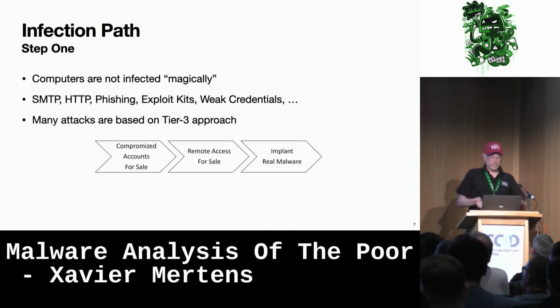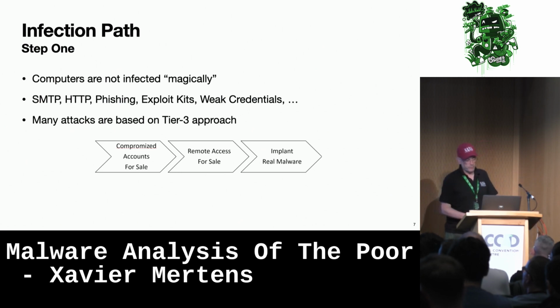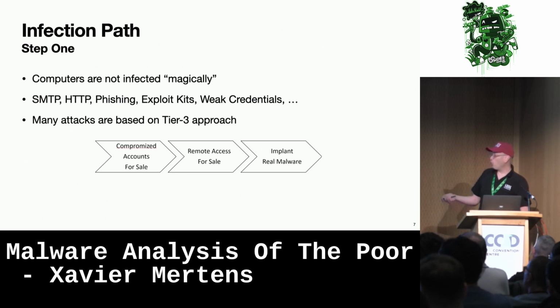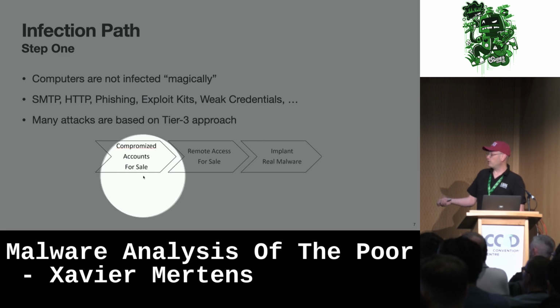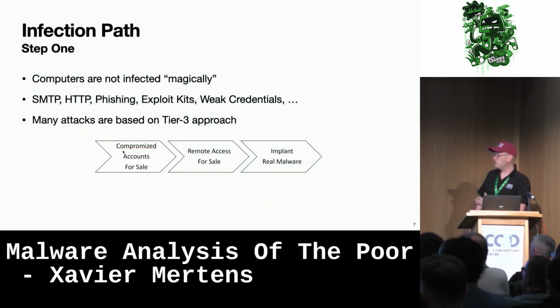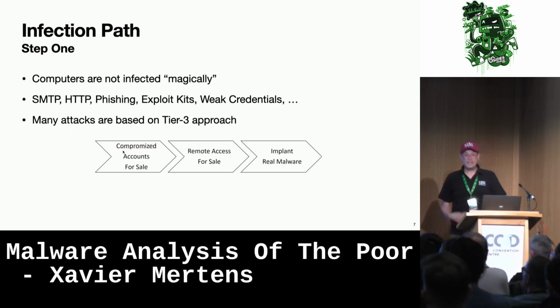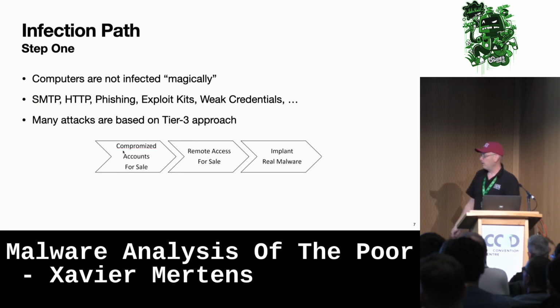But usually you have SMTP, HTTP, a phishing email, some exploit kit, weak credentials that are used, so VPNs are accessible, RDP servers and so on. Basically you always have this kind of story. You have a compromised account. For example, they are for sale, so you have a multi-tier approach on the black market. Some people sell credentials: "Oh, you would like to infect this company? I have credentials for you." It works perfectly because they have a VPN, an RDP, as I said, and so on.